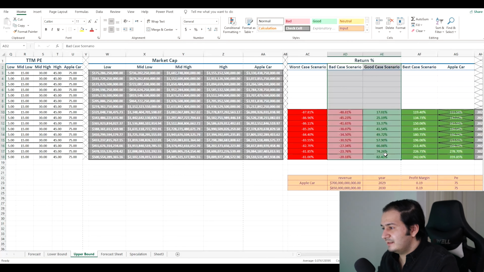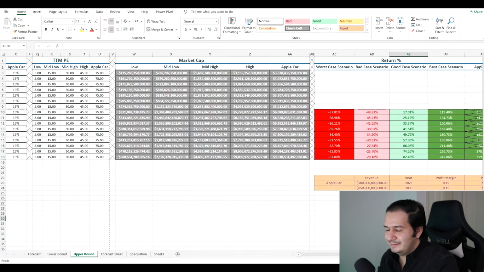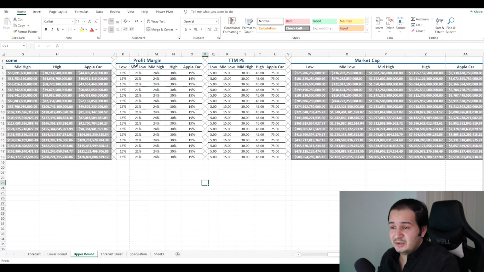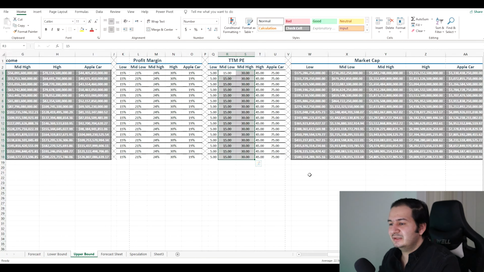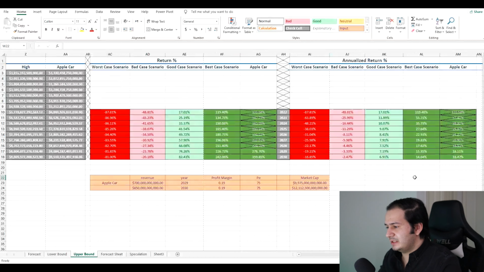These two scenarios, bad case and good case, are the most likely scenarios in my opinion. So the range for the profit margins for these two is between 21 and 24%. Obviously, that's what the profit margin has been moving around for the past few years. The P/E ratio is the same. It's around 15 to 30, which again is the range that the P/E ratio has been moving around for the past few years. As you can see here, the annualized return for these two scenarios is interesting. For the bad case scenario, all of the annualized returns are negative, and for the good case scenario, all of the annualized returns are positive.